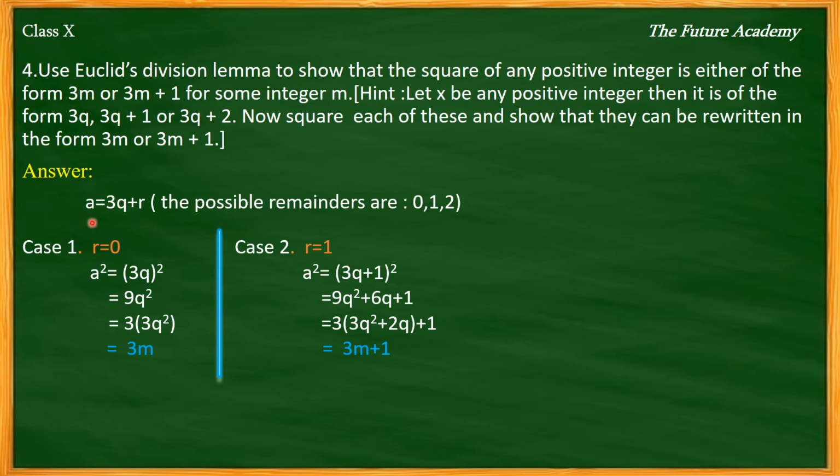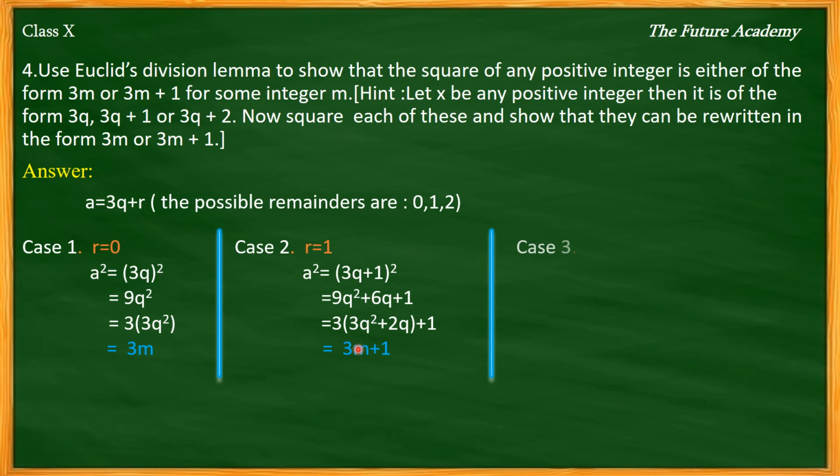In case 2, if r is equal to 1, we get a is equal to 3q plus 1. On squaring both the sides, we get a square is equal to 3q plus 1 whole square. You know that a plus b whole square is equal to a square plus 2ab plus b square. So we get 9q square plus 6q plus 1. From these two terms, we can take 3 as common and we can write this as 3 into 3q square plus 2q plus 1. Now, assume this whole thing as m. So, we can write this as 3m plus 1.